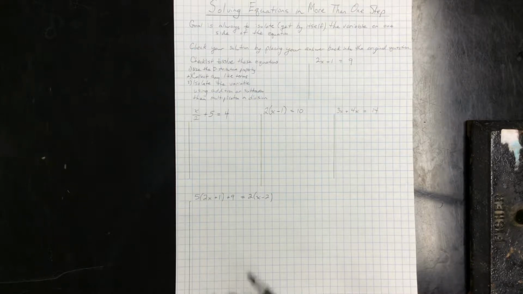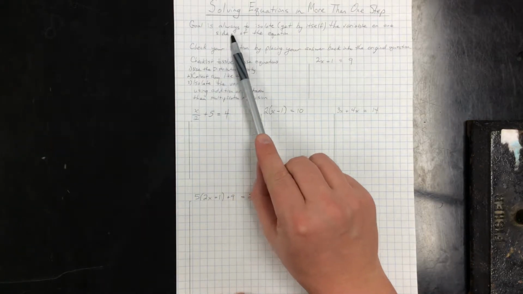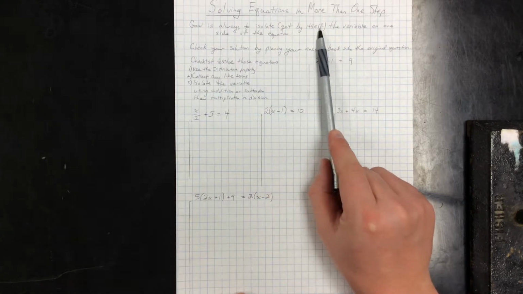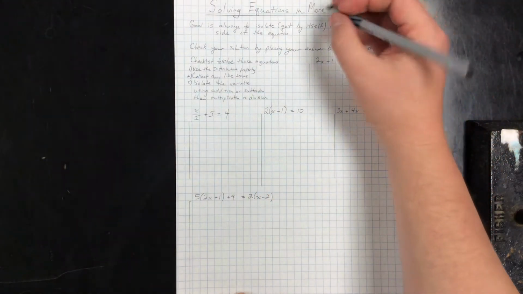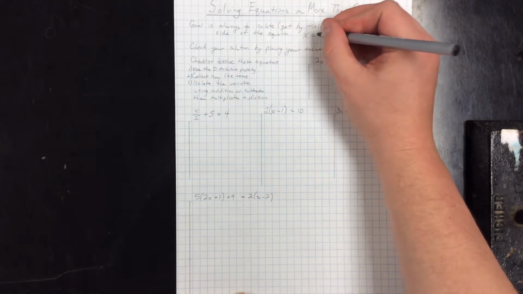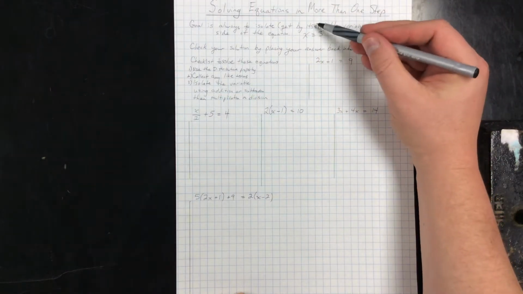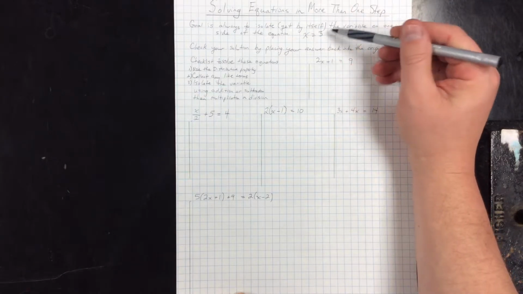When we're solving these equations, our goal is always going to be to isolate, or get by itself, the variable on one side of the equation and all the numbers on the other side. Our end goal is going to look something like x is equal to 3. We have the equal sign in the middle, variable on one side, and numbers on the other.